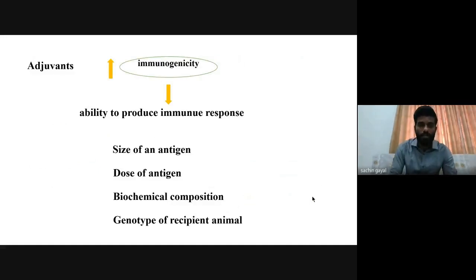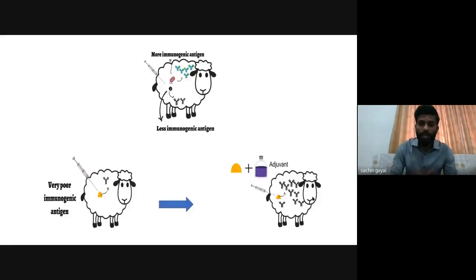Adjuvants are substances which enhance the immunogenicity of a vaccine. First of all, we will see what immunogenicity is. Immunogenicity means the ability to produce an immune response, which directly depends upon the size of the antigen, dose of antigen, biochemical composition, and genotype of the recipient animal. You can see that every antigen differs in its immunogenicity. So a less immunogenic antigen produces less immune response and fewer antibodies.